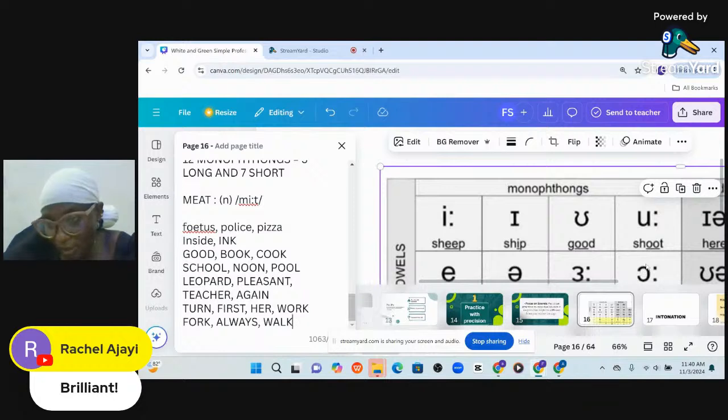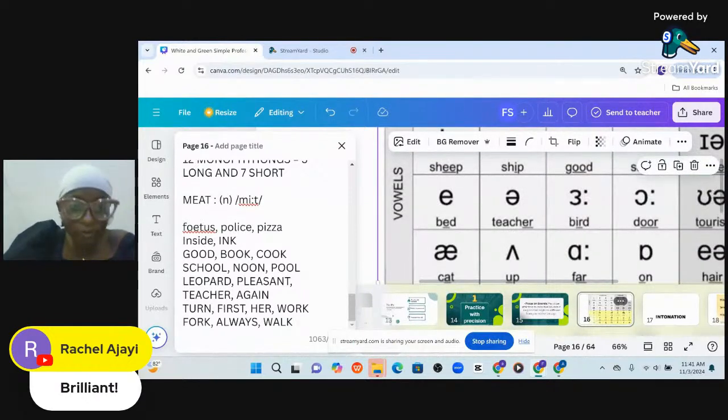I believe you can see my cursor. W-O-R-K has this sound, work. W-A-L-K has the sound, O, walk. I walk to work always. I walk to work always.